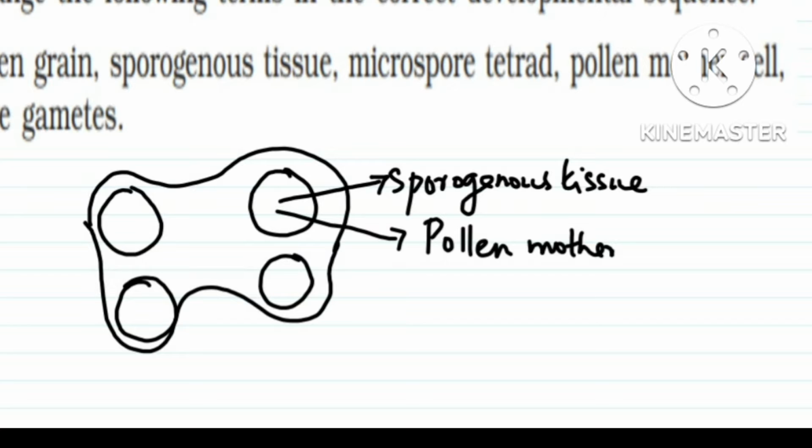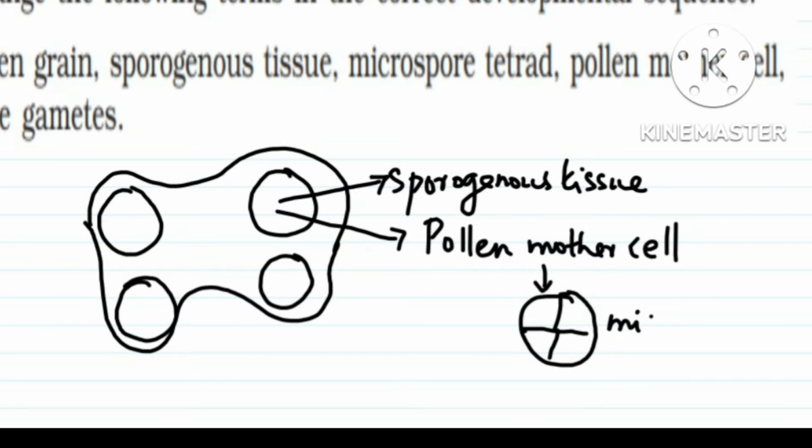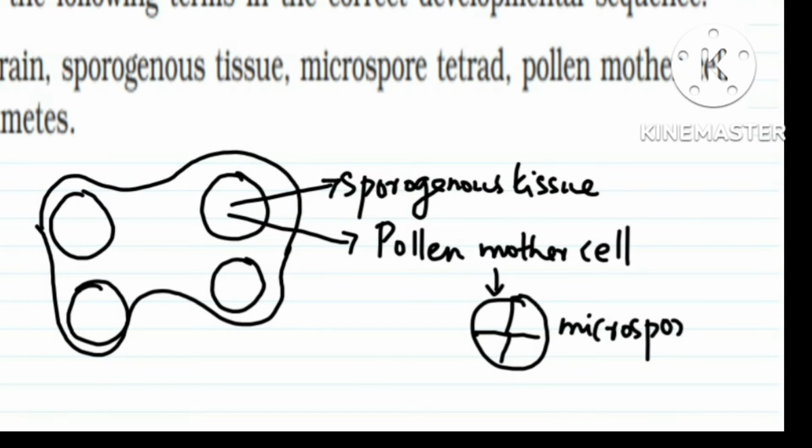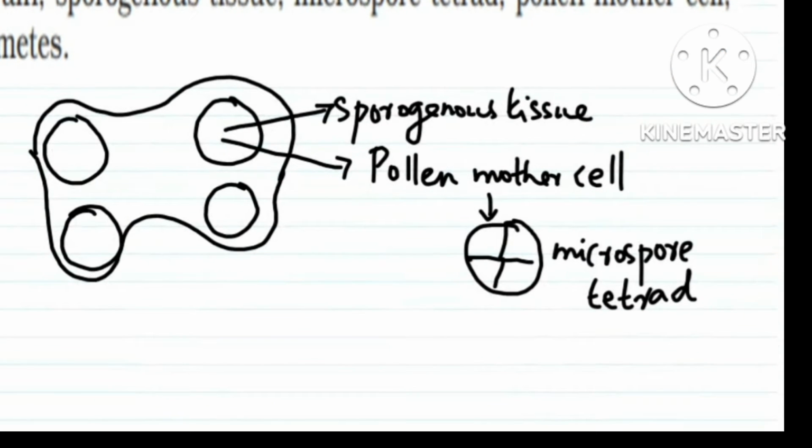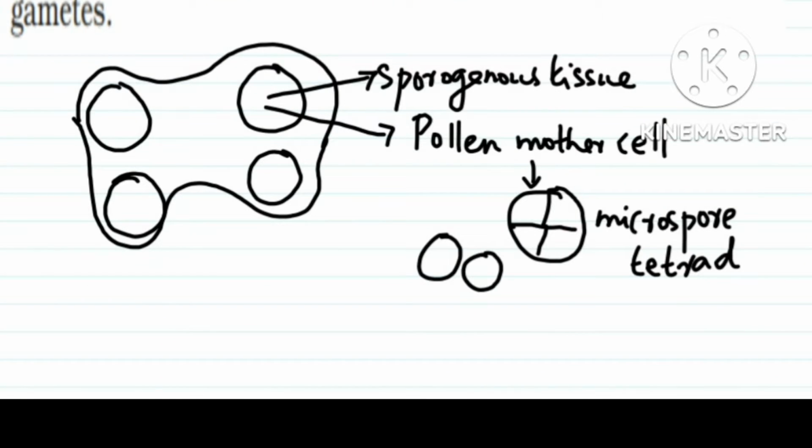And they are diploid. The pollen mother cell undergoes meiosis to form a microspore tetrad. This is a microspore tetrad. Later, each of these microspores will separate and mature to form pollen grains. Each one of them will become a microspore and they will be haploid.